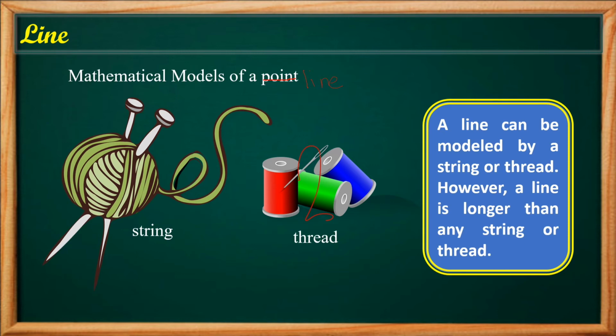Next. Remember, a line can be modeled by string or thread. However, a line is longer than any string or thread. Kasi nga, yung string at saka yung thread natin, it will stop. Pero sinabi natin kanina, according to the definition, line, it is infinite. Ibig sabihin, hindi siya mag-stop. Okay? Representation lang ito. Model, mathematical model.